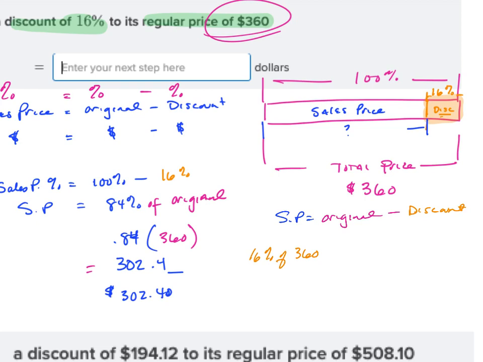Now, another way to calculate percents, we've talked about this, is really you're just using the percent equation, because we're saying the discount is the part we're trying to figure out, and that's the percent times the whole. And you got to remember we're talking about the percent over 100. So the discount equals 16% times the whole, which was 360, which is 0.16 times 360, which is $57.60.